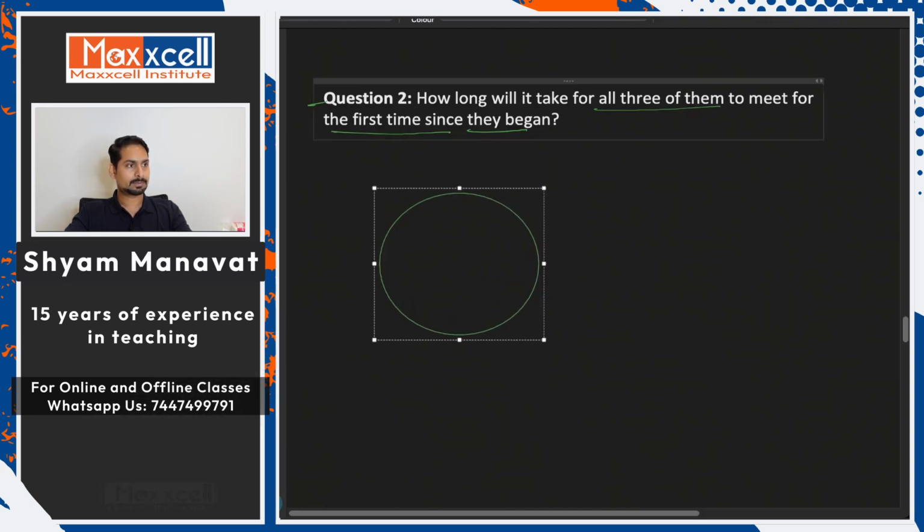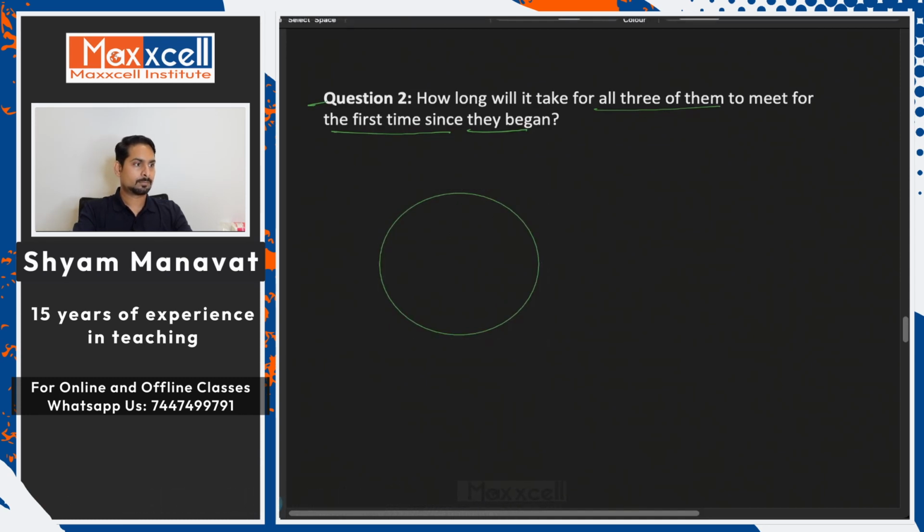If you see this diagram, what you see here is all of them are starting from the same point in the same direction. That's the question. Now you may see in some questions opposite direction, doesn't matter. Just apply relative speed. Now in such a case, when you want all three of them to meet for the first time, it doesn't matter whether they are at the starting point or somewhere in between.